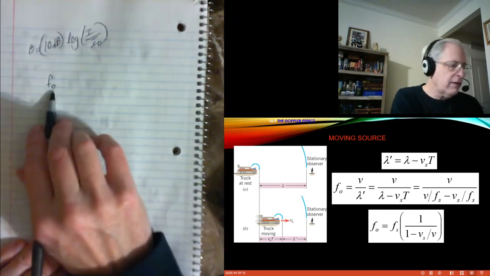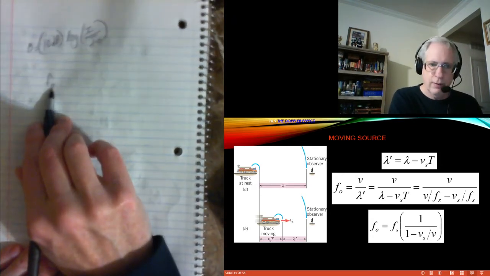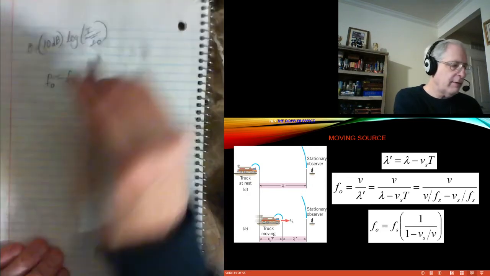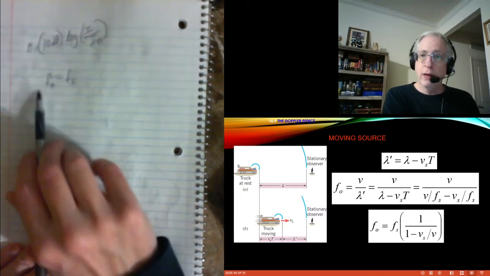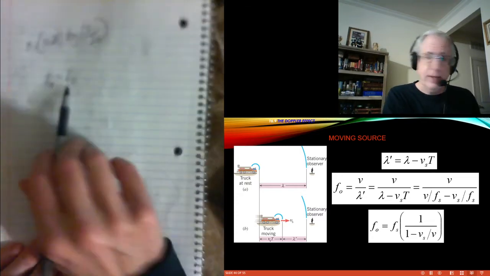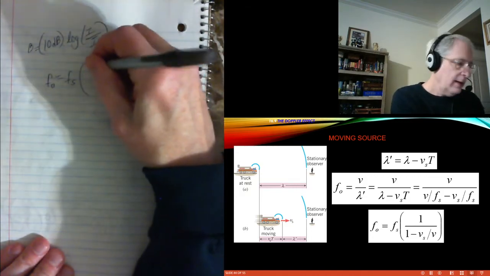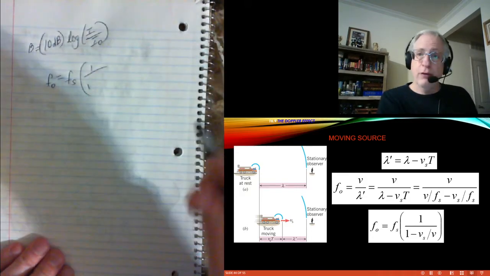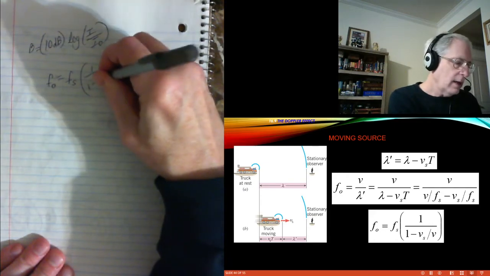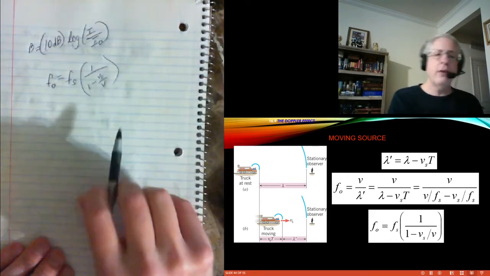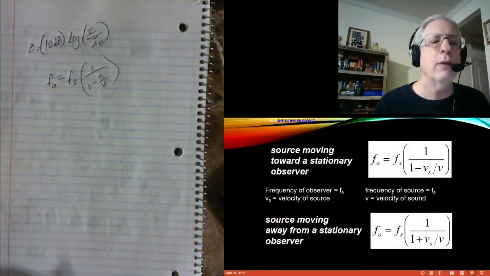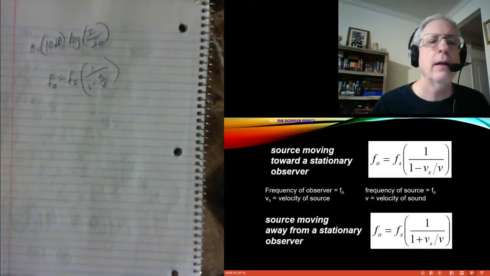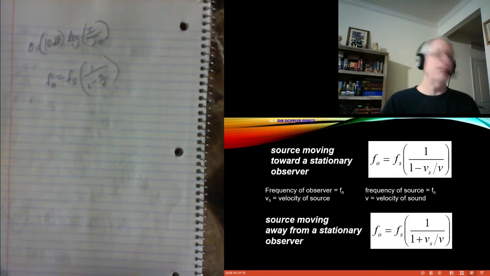So this is the frequency that the observer hears, equal to the frequency of the source. Now, if neither one of you is moving, this is true. You hear the source as it was intended. If the source is moving, we get this equation. And v is the velocity of sound in that medium. Yeah, so there's the equation.